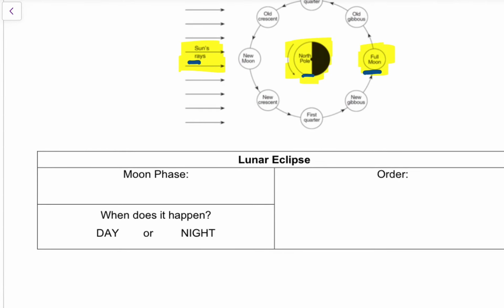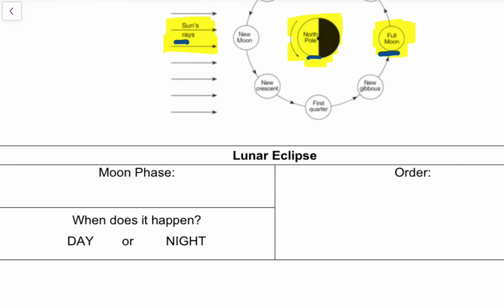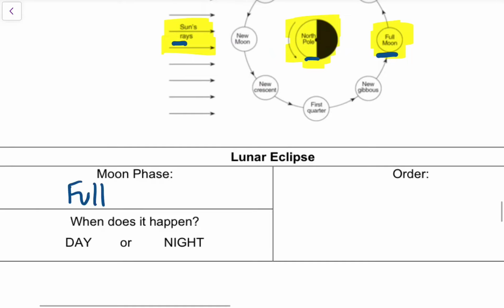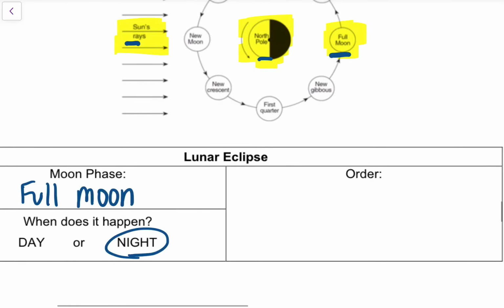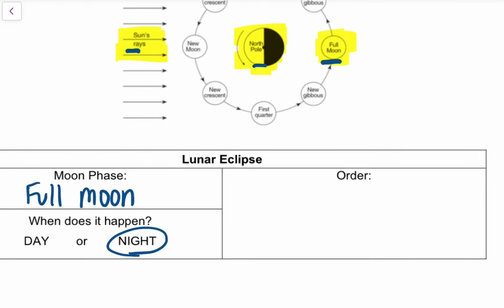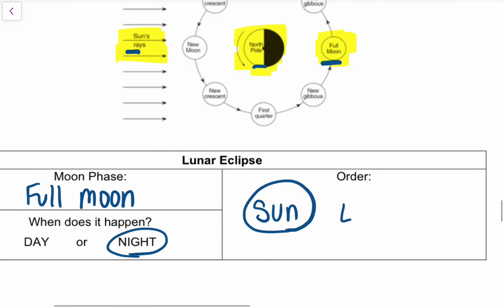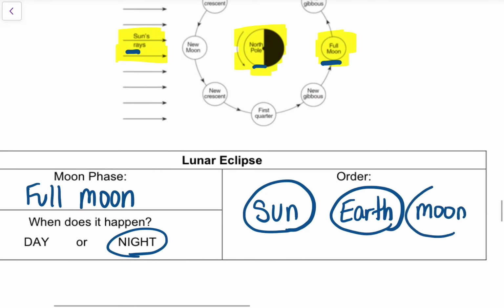Let's go ahead and summarize a lunar eclipse. In a lunar eclipse, the moon is in the full moon phase. A lunar eclipse happens at night. And the order of important objects, in this case, a lunar eclipse, is sun, earth, and then the moon. And again, it's important to know the order of these objects here.